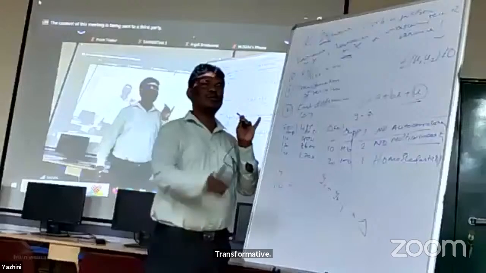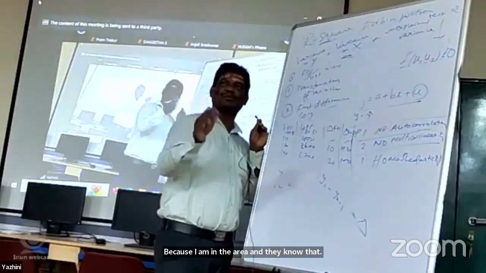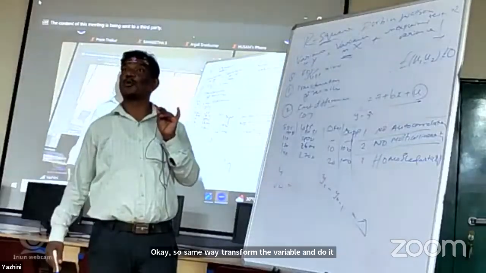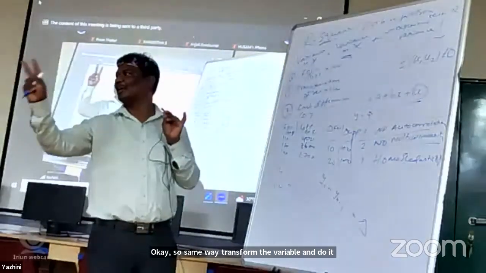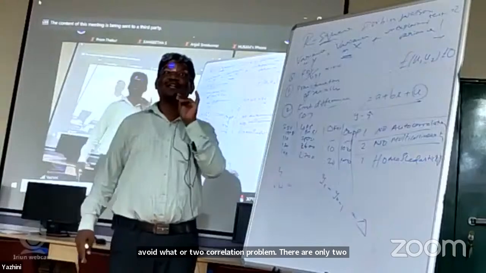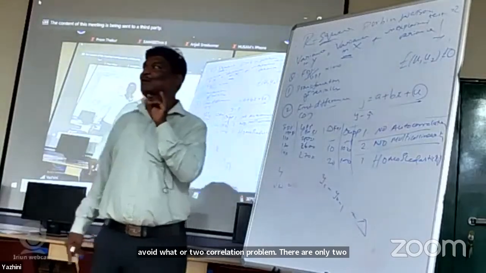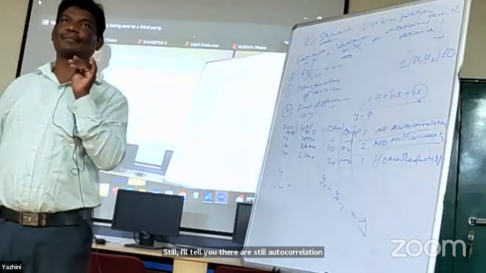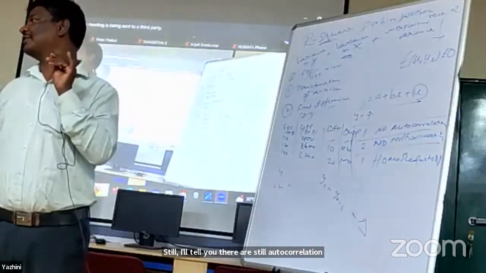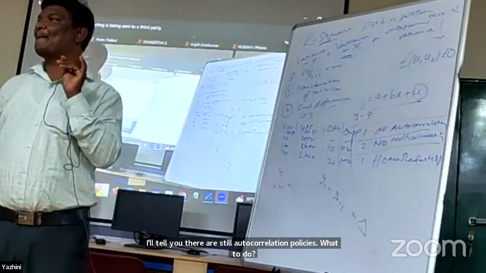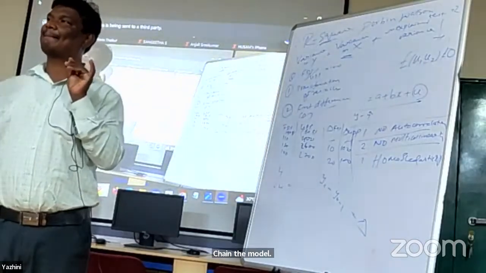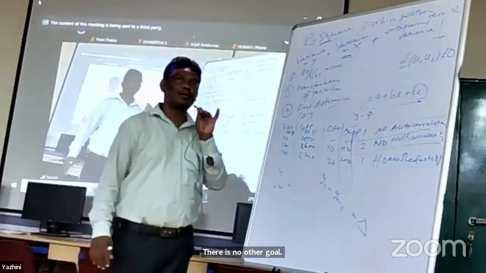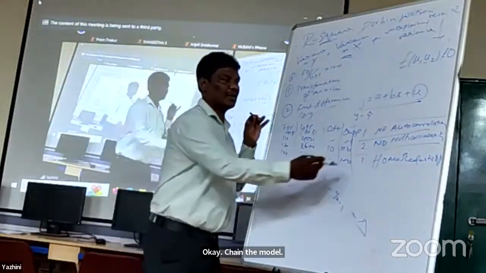Same way, transform the variable and do it to avoid the autocorrelation problem. There are only two solutions. Sir, still autocorrelation persists. What to do? Change the model. There is no other go. Okay. So next, multicollinearity.